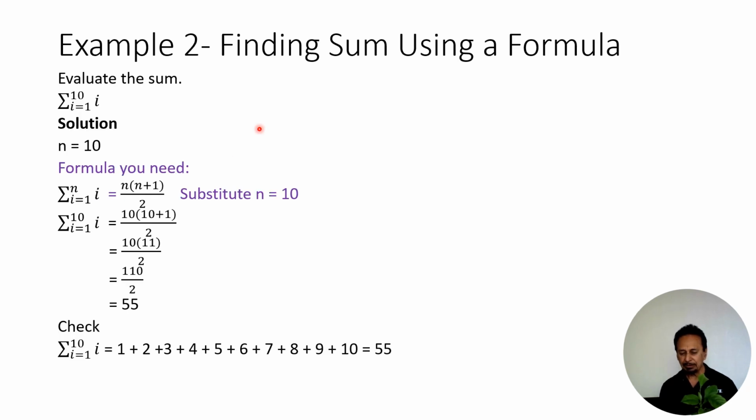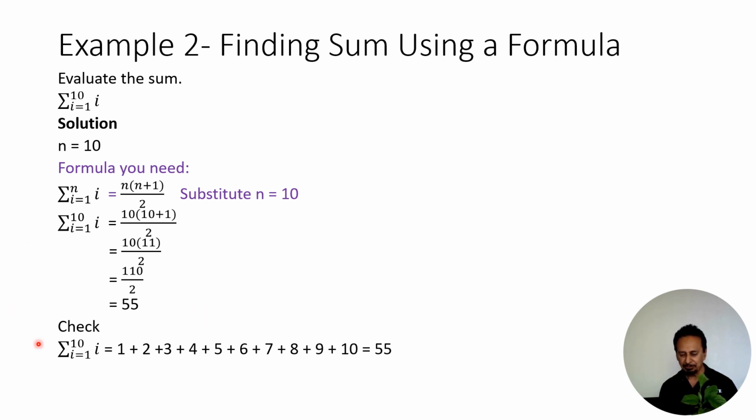Here we have example 2. We're going to find the summation of i from 1 to 10. Here n is 10. We need the formula for the summation of i from 1 to n, which is n times n plus 1 over 2. We just substitute n equals 10, so you get 10 times 10 plus 1 over 2, which is 10 times 11 over 2, which comes to 55.